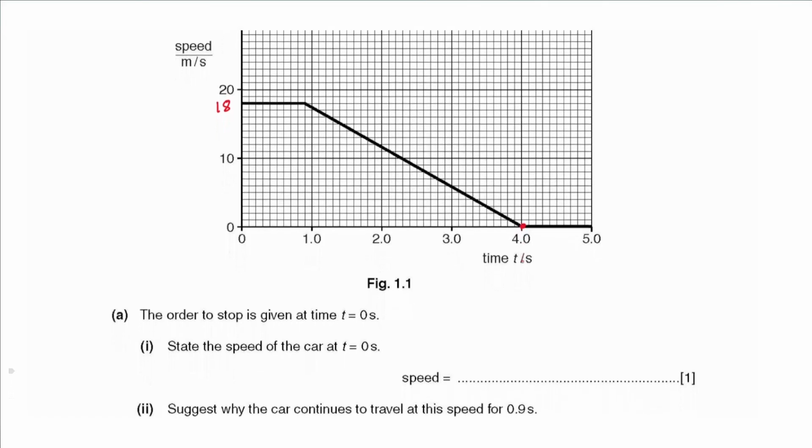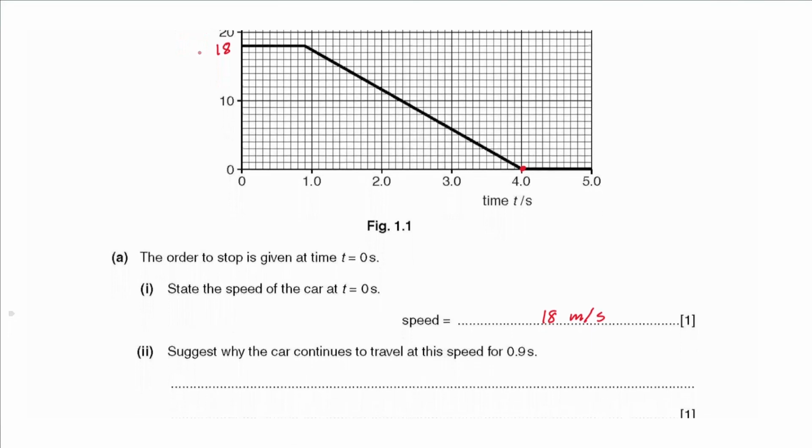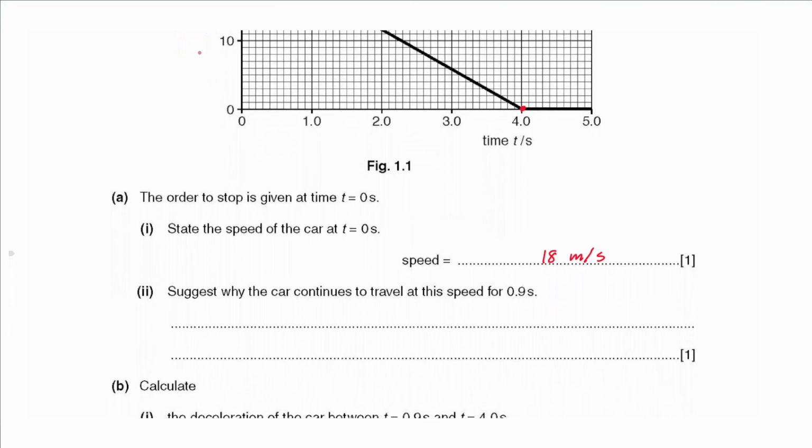Question A says the order to stop is given at time 0. Part I says state the speed of the car at 0 seconds. That was 18 meters per second from the unit of the graph. Part II says suggest why the car continues to travel at this speed for 0.9 seconds even though the order was given. That is due to reaction time, or human reaction time.